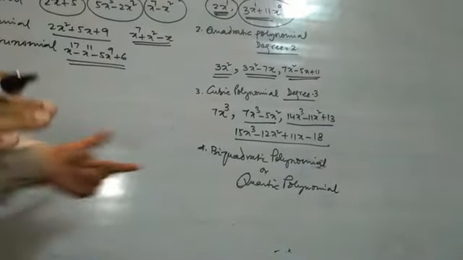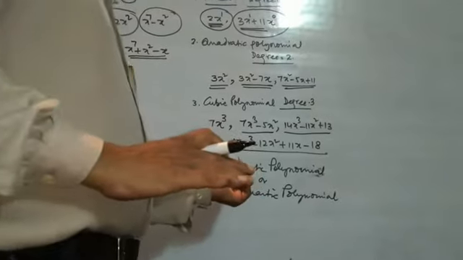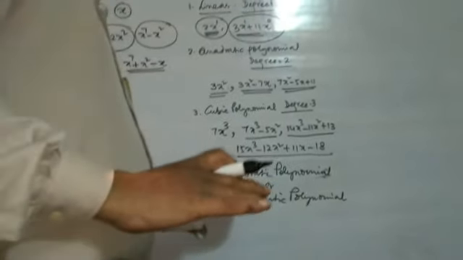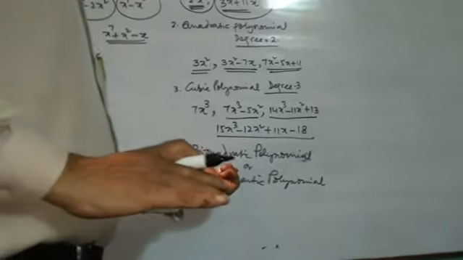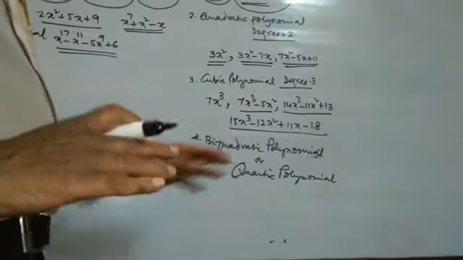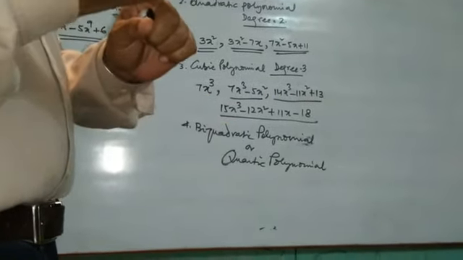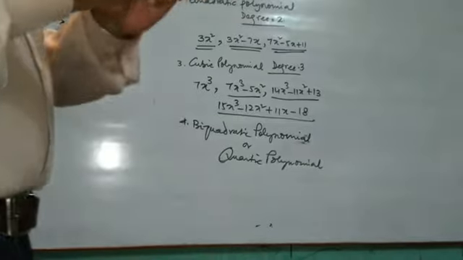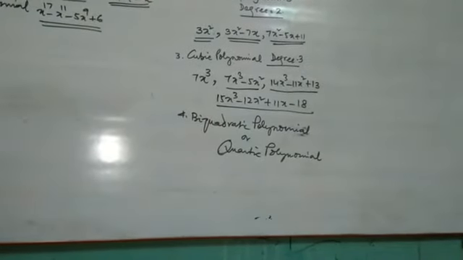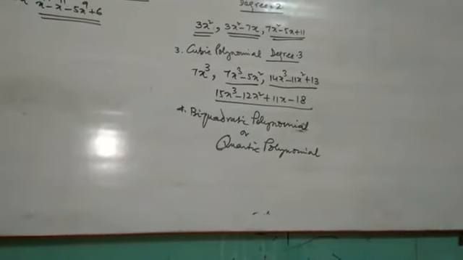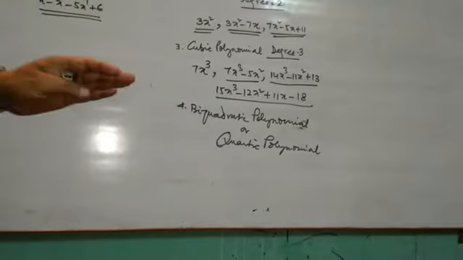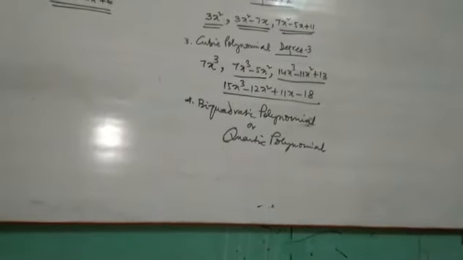Now the maximum number of terms that a biquadratic polynomial can have is 5. In the same way, the topmost power must be 4. Then it can be a binomial, trinomial, quadrinomial, polynomial having 5 terms, and like this it will go.